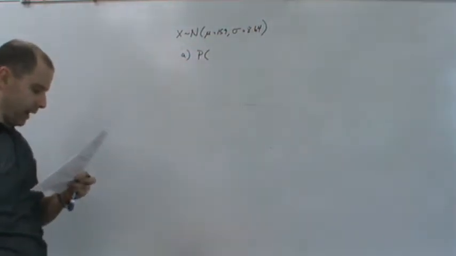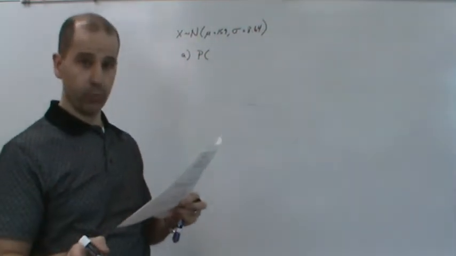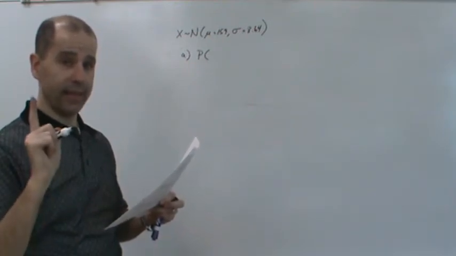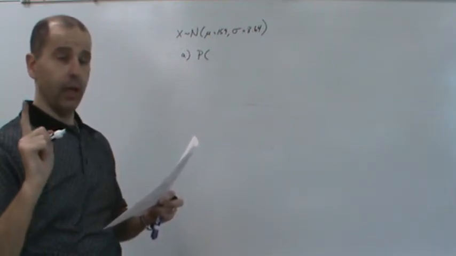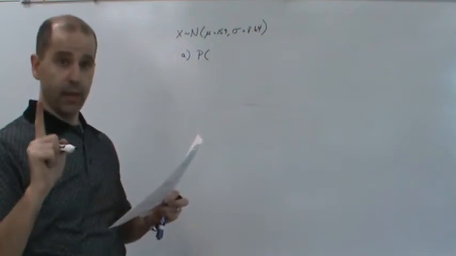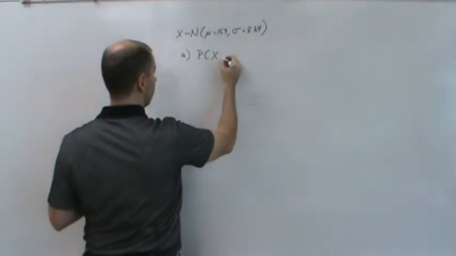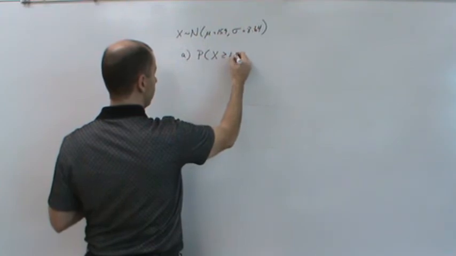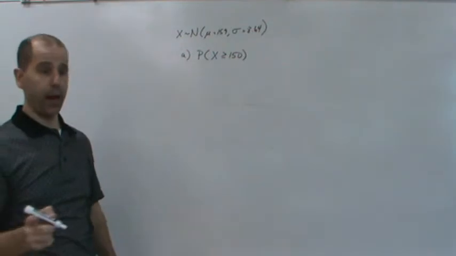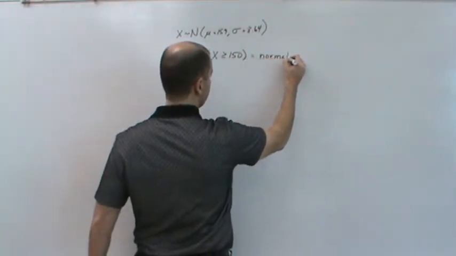Okay, so now, the first question that they ask, they want to know what's the probability that the number of people who favor a charter school in the school district is greater than or equal to 150. So that X is greater than or equal to 150. And what we're going to do is use a normal approximation. We're going to use normal CDF.